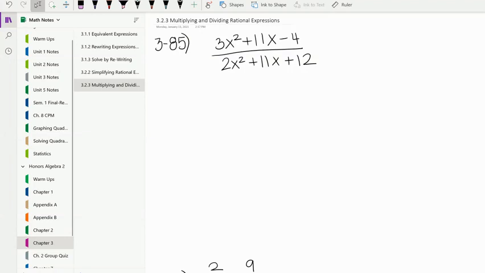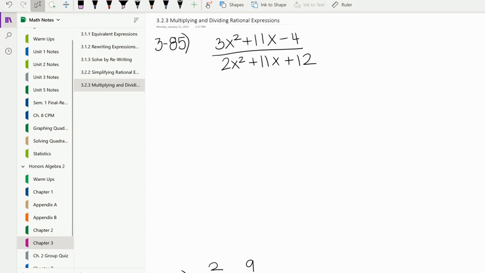So this is section 3.2.3, which is multiplying and dividing rational expressions. Your class work for today is going to be problems 85 through 88, and we're actually going to do the first two together, so hopefully you chose to watch this video.